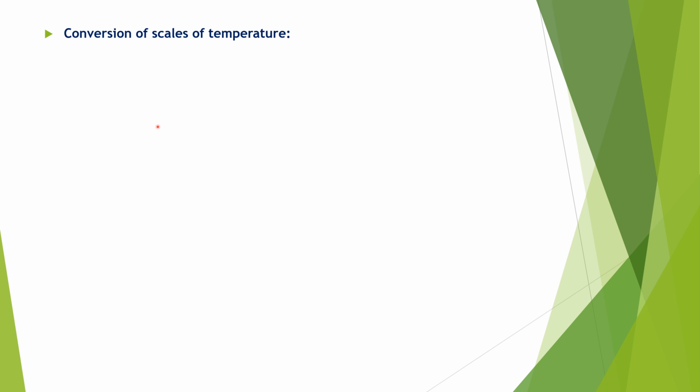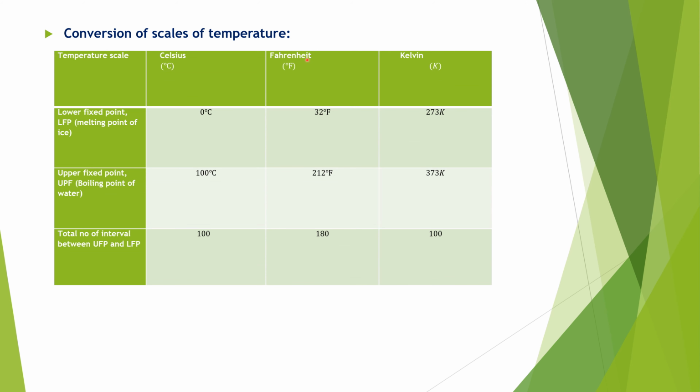Okay, now let's talk about conversion of scales of temperature. For that, you need to memorize this table. In this table, we have the temperature scale, the lower fixed point or melting point of ice, the upper fixed point or boiling point of water, and the total number of intervals between the lower fixed point and upper fixed point. For the Celsius scale, the lower fixed point is 0 degrees centigrade, the upper fixed point is 100 degrees centigrade, and the total number of intervals is 100.